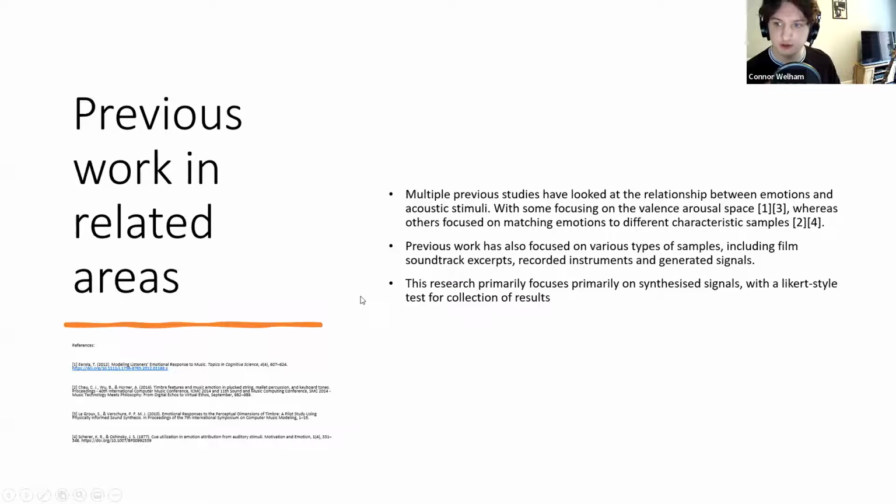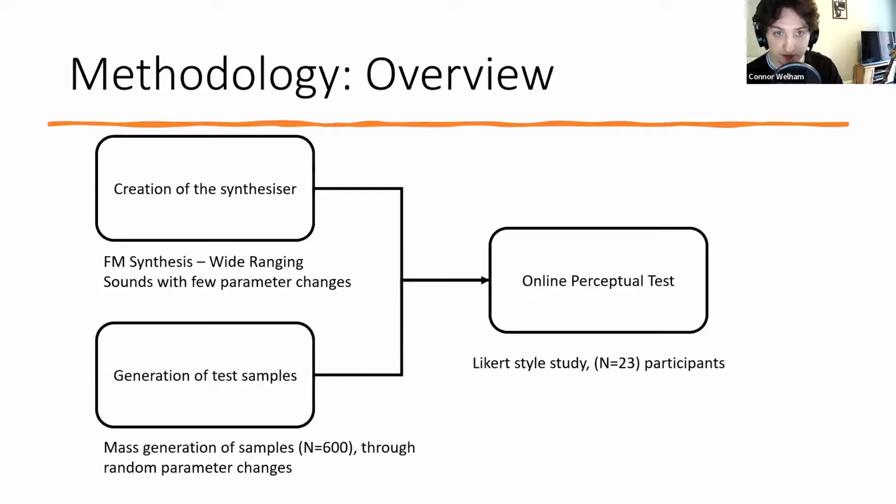Now, previous work, just to briefly give some context, in the related areas involves the valence-arousal space being investigated, matching emotions to different samples. Different stimuli include soundtrack excerpts, recorded instruments, and generated signals. These were all used as a springboard of ideas to do my own research off of.